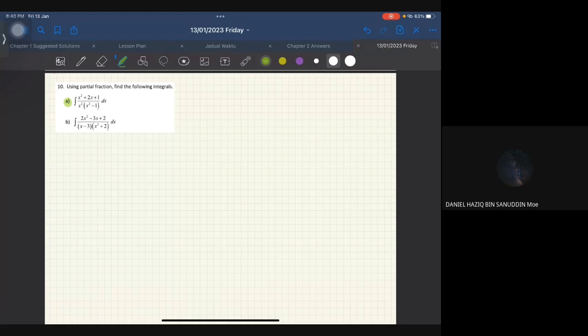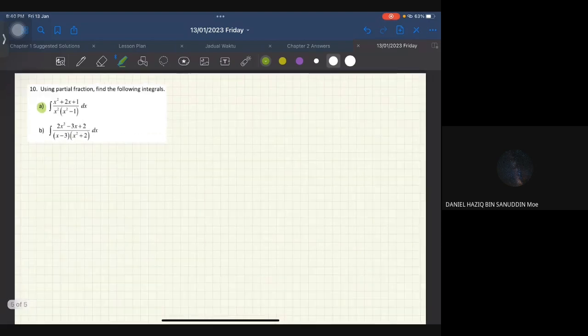Okay, so jom. So nombor 10A. Right, so dia dah cakap dah dekat situ. Using partial fraction, find the following integrals. Okay, so kalau ikutkan soalan ni, the first thing that you need to do adalah kita kena express dulu into partial fractions. So bila dah express into partial fractions, barulah kita boleh integrate apa yang kita ada. Okay, so but before kita nak kena express into partial fractions tu, you need to know first what types of awak punya denominator tu.